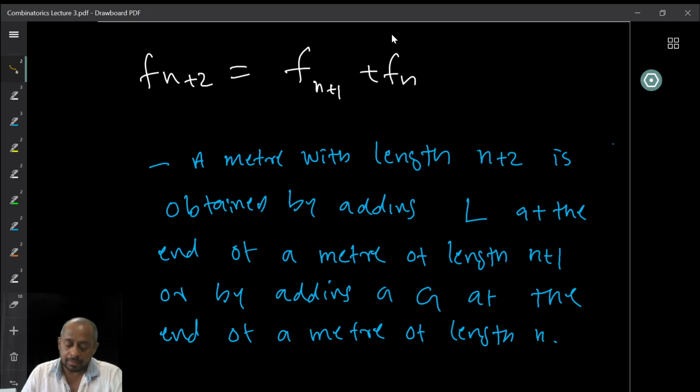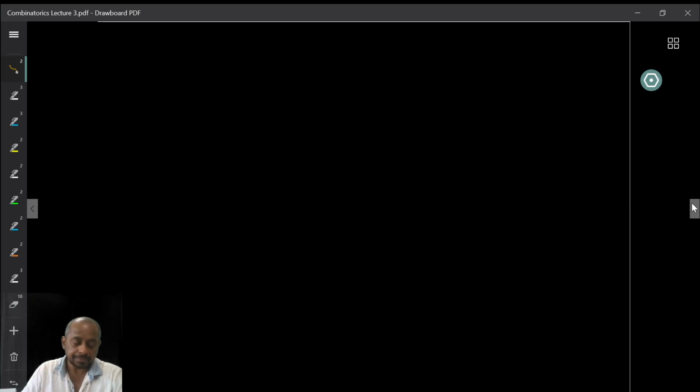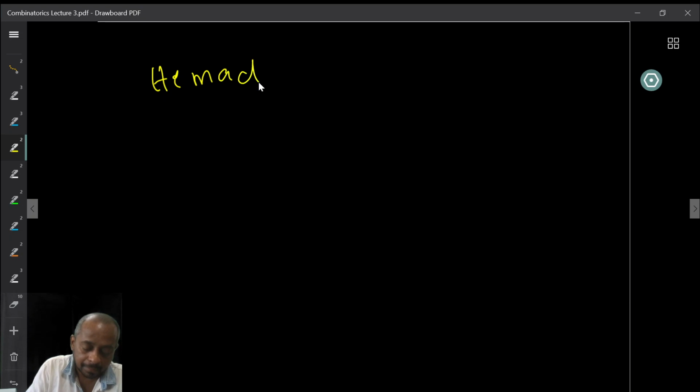So this recurrence relation is already known by name. Now, these numbers are called Hemachandra Fibonacci numbers.